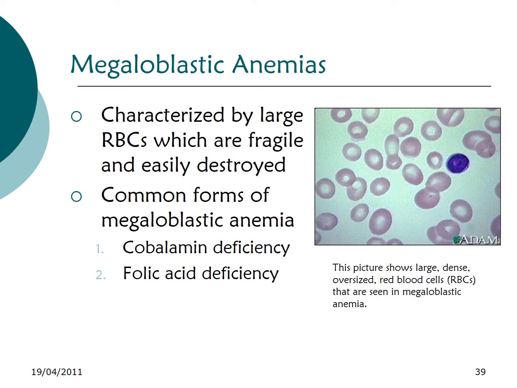Megaloblastic anemia is characterized, mega means large, right? Large RBCs which are fragile and easily destroyed. All right? The common forms of megaloblastic anemia are folic acid deficiency, one of them, and vitamin B12, cobalamin, deficiency.